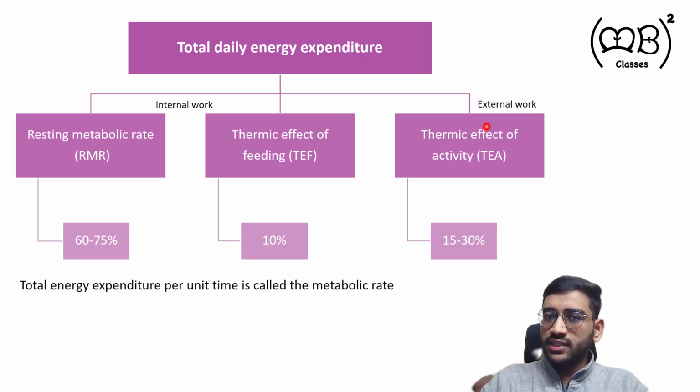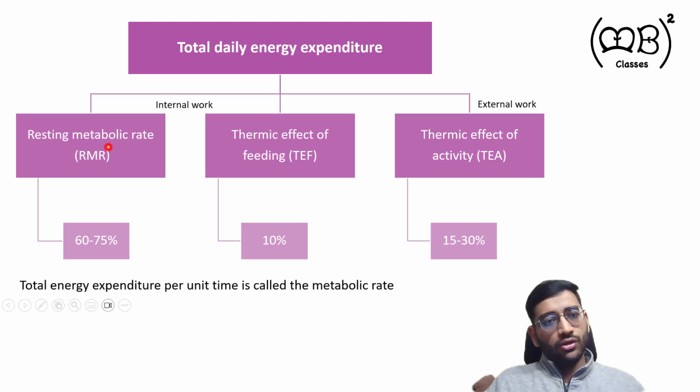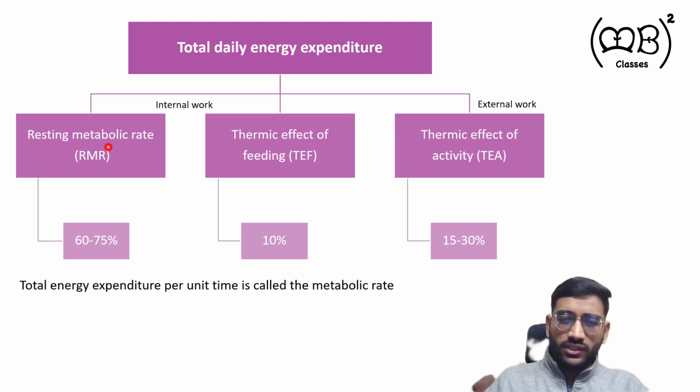Total daily energy expenditure: we discussed that biological work can be divided broadly into internal work and external work. The external work, we all know, is the physical activity. This is called the thermic effect of activity, TEA. This is the most variable part of the total daily energy expenditure, 15 to 35%, and can be controlled voluntarily. The internal work done in the body can be divided into the resting metabolic rate, also the basal metabolic rate. What is the difference between those? We'll discuss in later slides.